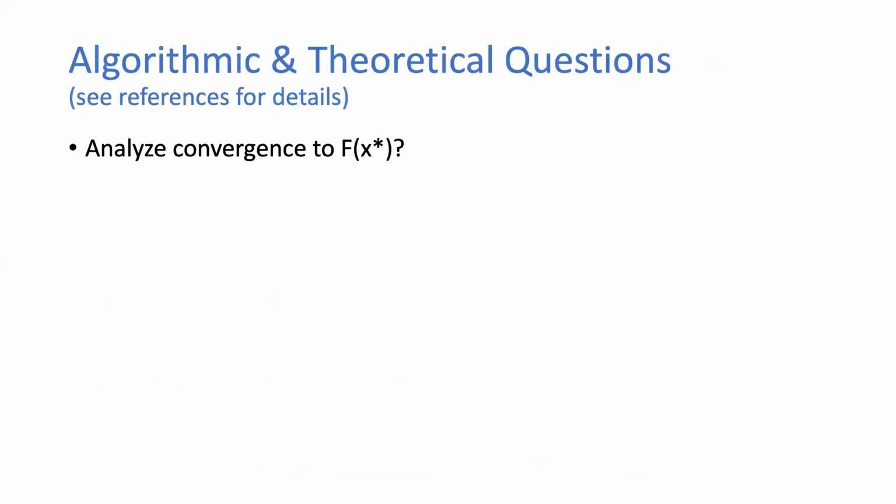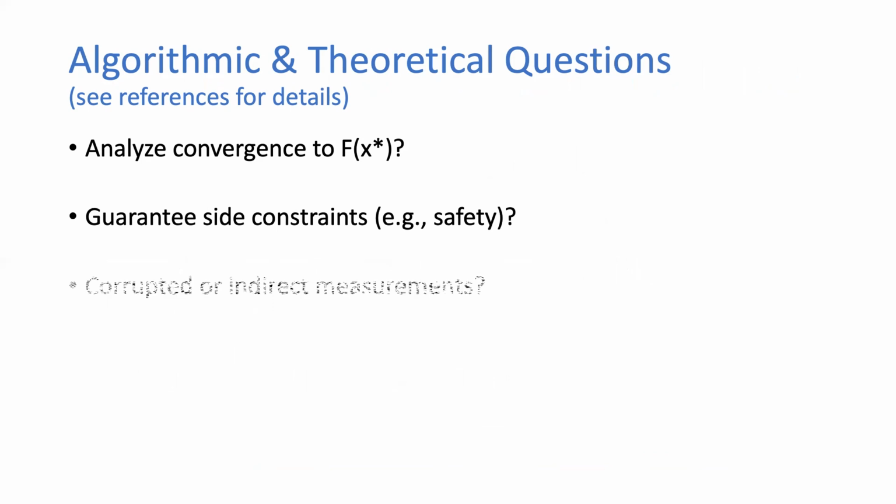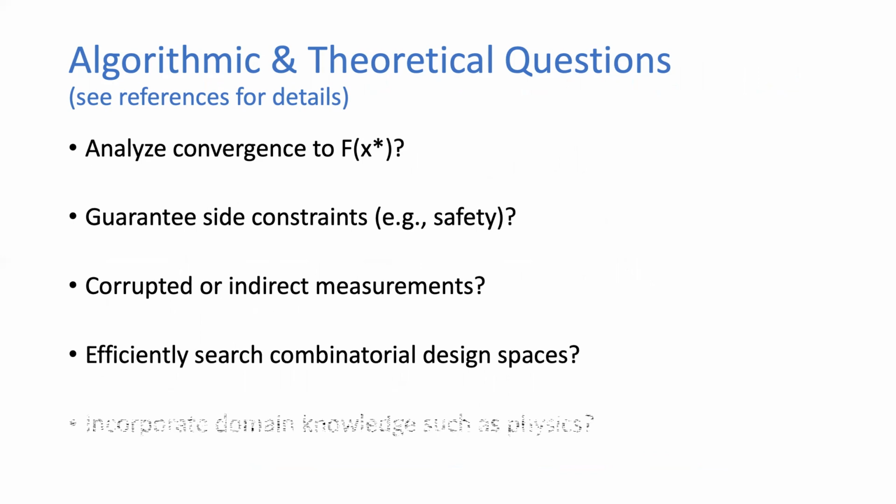So other things that might be interesting are things like how do we analyze convergence to x star? We'll talk about that very briefly, but for details, please see the references. How do we guarantee side constraints like safety? How do we deal with corrupted or indirect measurements? How do we efficiently search combinatorial design spaces? How do we incorporate domain knowledge such as physics? And there are many others as well. We'll touch on many of these in this lecture. Of course, the theoretical details I'll defer to the references, and you're invited to check those out if you're interested in this area of research.